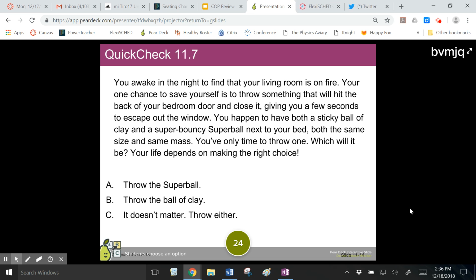Okay. Well, the bouncy ball, because it has to go back. The reason is that it also has to change direction, which causes a bigger change in momentum that it gives off onto the board. It doesn't matter if they're throwing. Just get out.